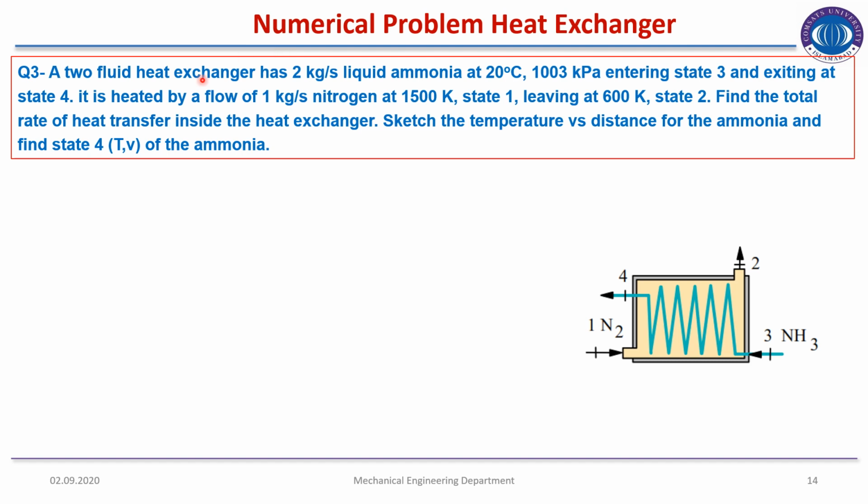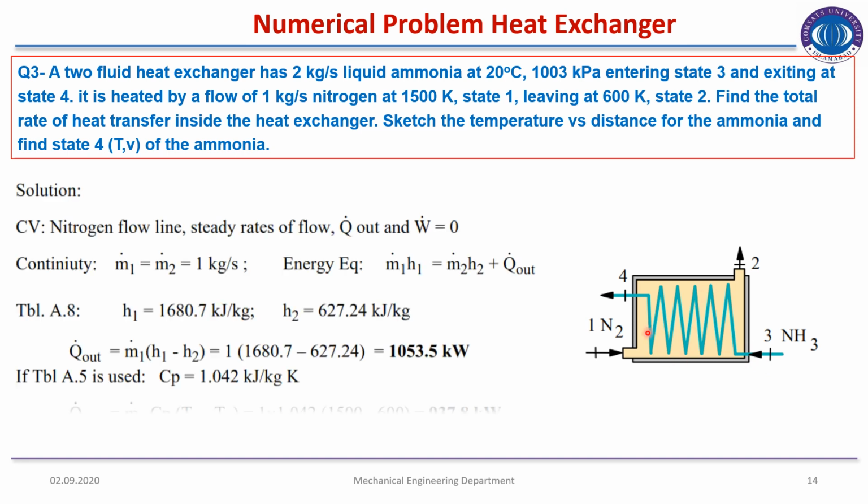Find the total rate of heat transfer inside the heat exchanger. Sketch the temperature versus distance for the ammonia and find the state 4 temperature and specific volume of ammonia. So we don't know the exit temperature of ammonia. So as the temperature of nitrogen is dropping, therefore the temperature of ammonia will be increasing.